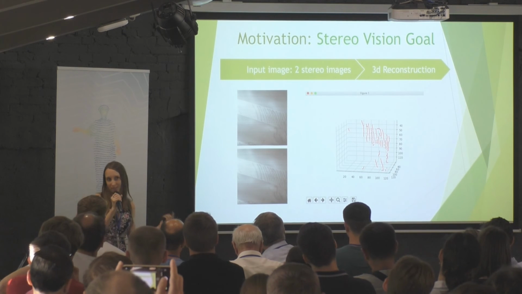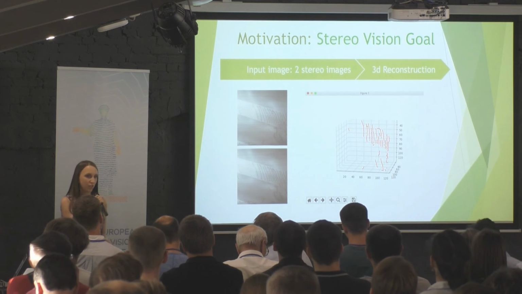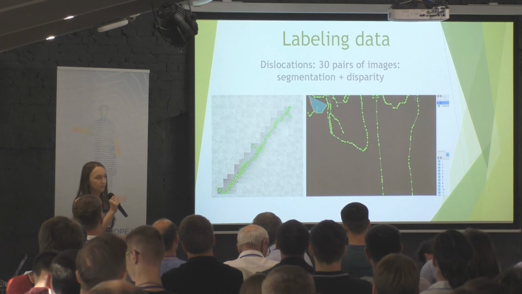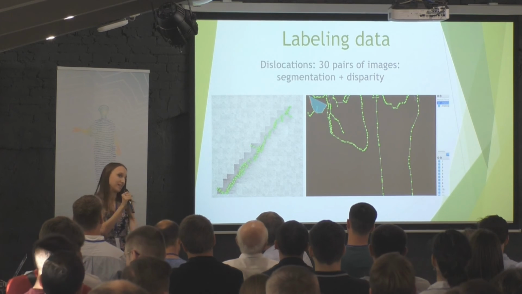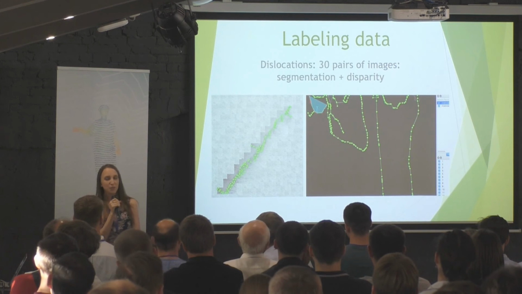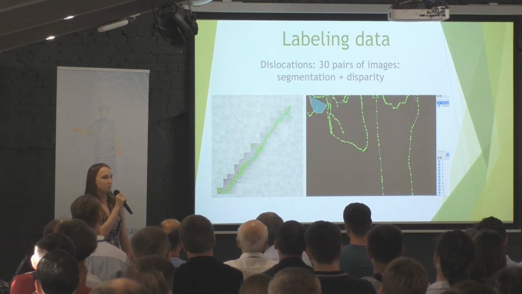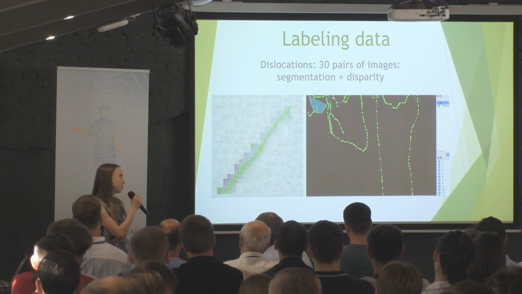And I want to get back to our topic. So we want to reconstruct dislocations, very specific structures of atomic crystal. We had a problem. We didn't have data. We had images from the microscope, and we manually labeled them. Nobody provides any labels, both for segmentation and disparities, especially for disparities, to check.